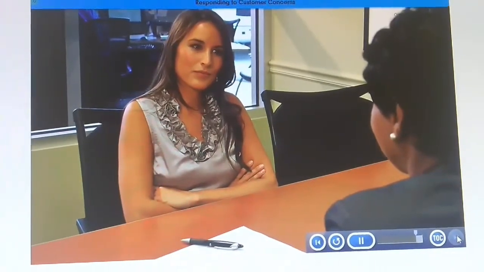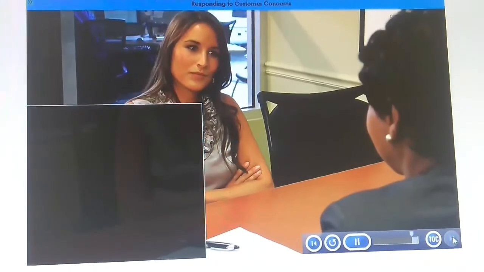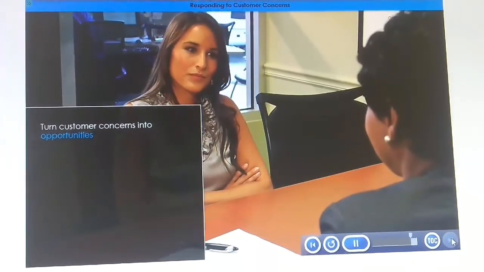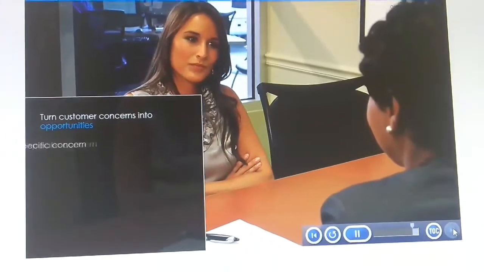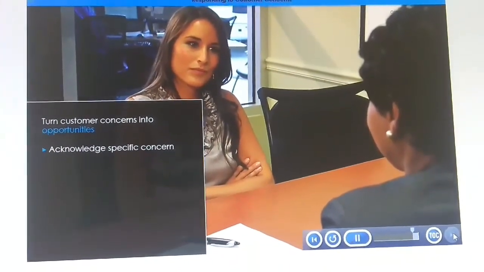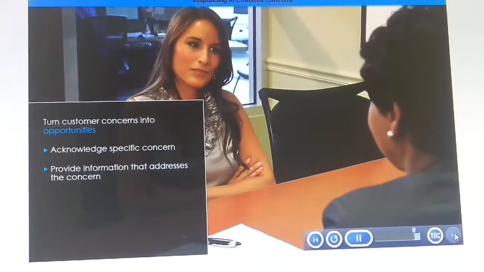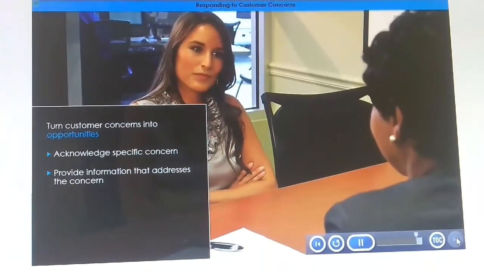A professional sales consultant should be prepared to handle common customer concerns. After all, a concern is just another way of saying, I don't have enough information. To be successful, you must be able to turn customer concerns into opportunities. This is a simple two-step process. First, acknowledge the customer's specific concern, and second, provide information on the benefits of leasing that addresses the concern.